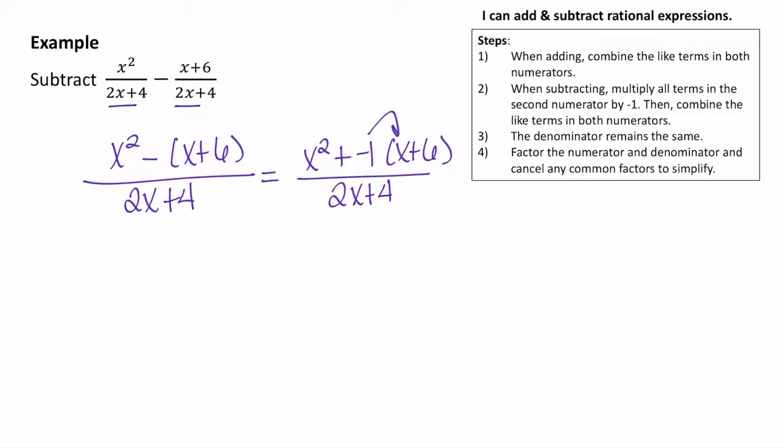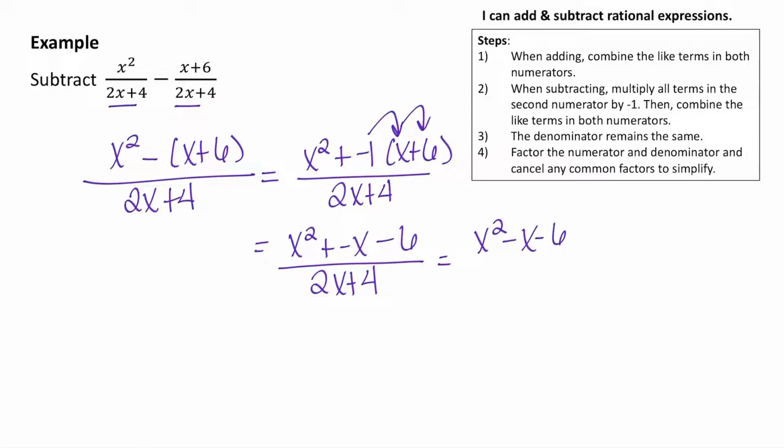So that -1 is going to distribute. So when I do that, I get x squared plus -x and then -6. And that's all over 2x plus 4. So that basically is x squared minus x minus 6 over 2x plus 4. Now I need to factor the numerator and denominator so I can see if I have any common factors to simplify.